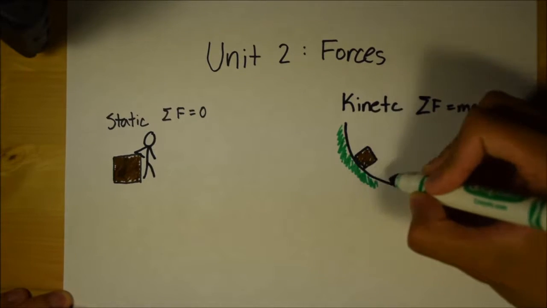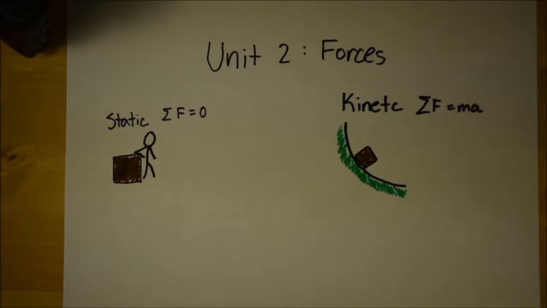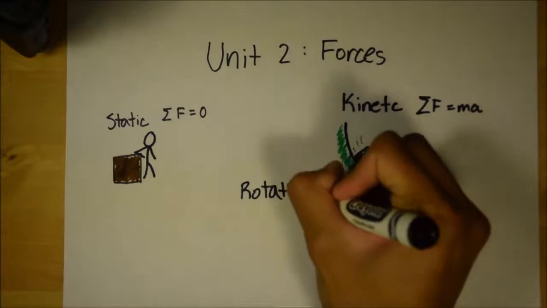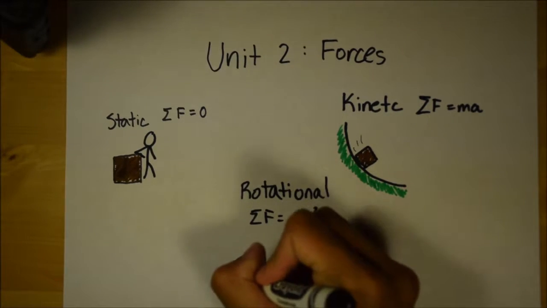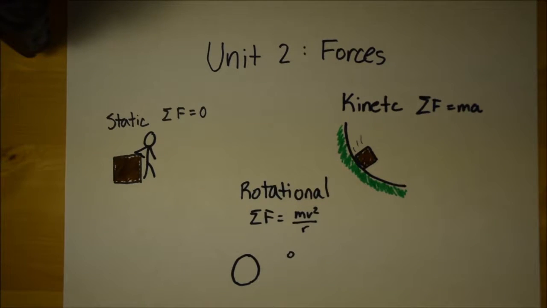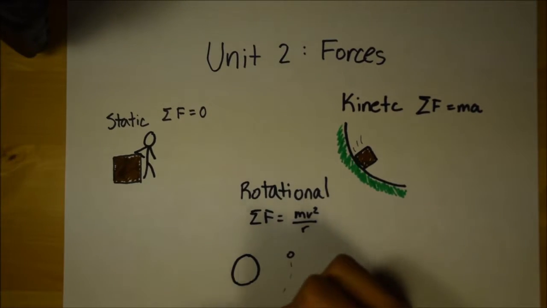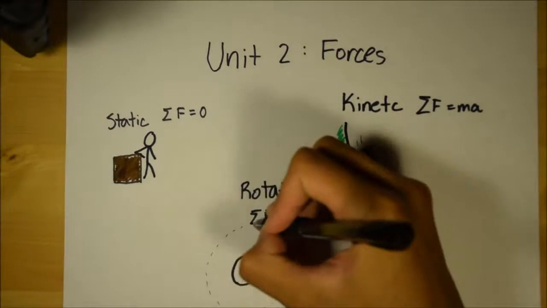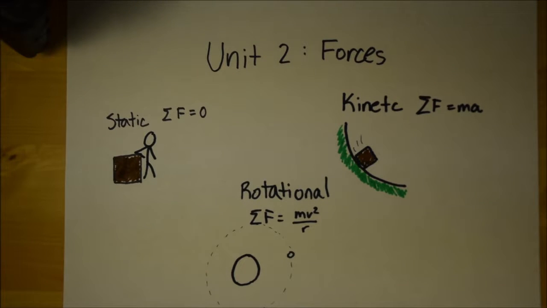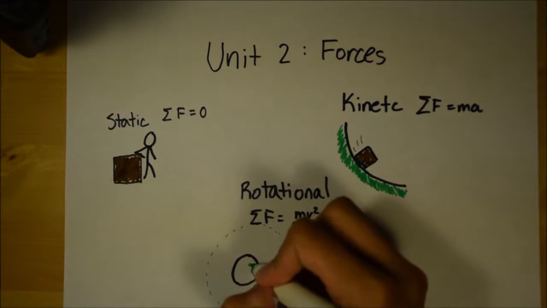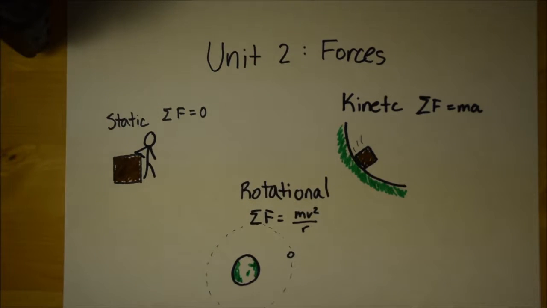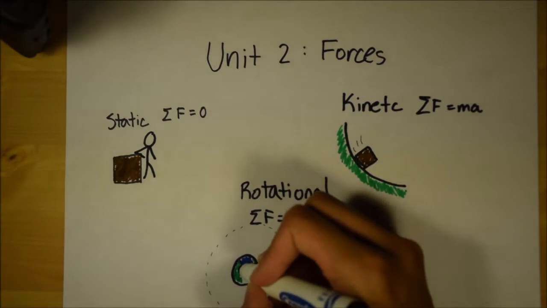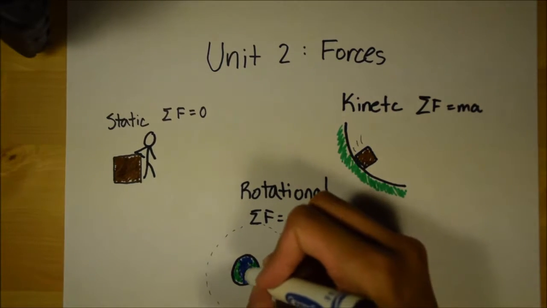So as you can see in the picture, we drew a box sliding down a small ramp. And lastly, we have rotational, which is sigma F equals mv squared over r. And what's interesting about rotational is that without friction, we would not be able to go into circles. And we drew the moon orbiting around the Earth for this one.